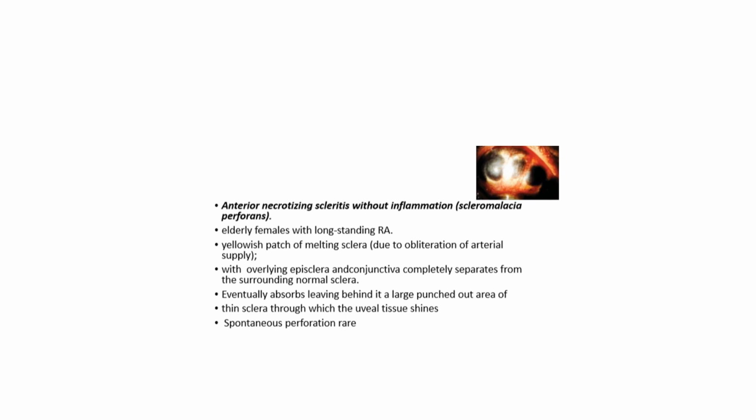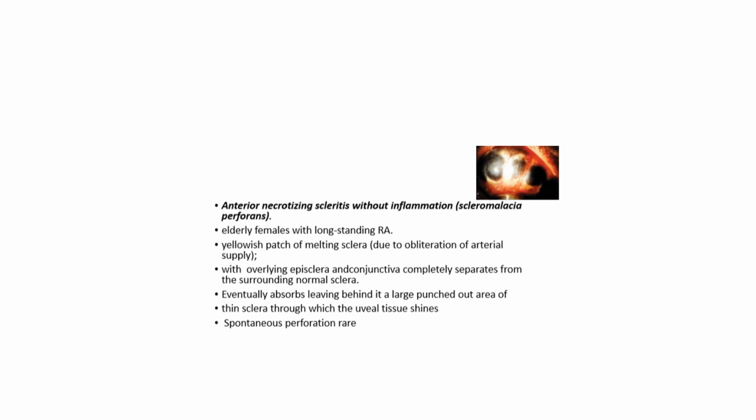Anterior necrotizing scleritis without inflammation is called scleromalacia perforans, seen in elderly females with long-standing rheumatoid arthritis. A yellowish patch of melting sclera develops due to obliteration of the arterial supply, with the overlying episclera and conjunctiva completely separating from the surrounding normal sclera. Eventually it absorbs, leaving behind a large punched out area of thin sclera through which the uveal tissue shines. There may be spontaneous perforation in such kind of scleritis.